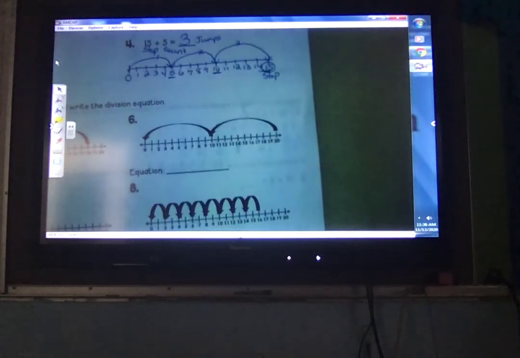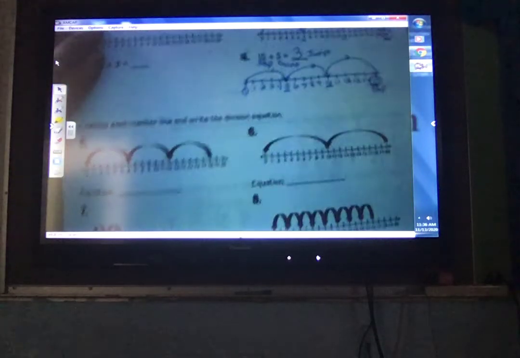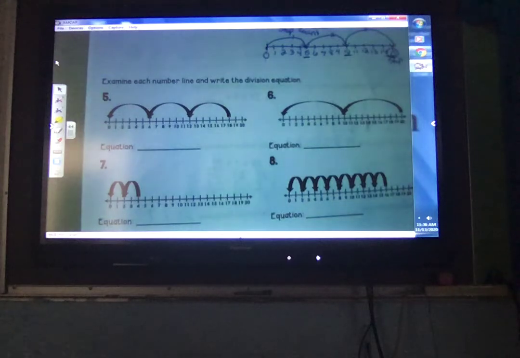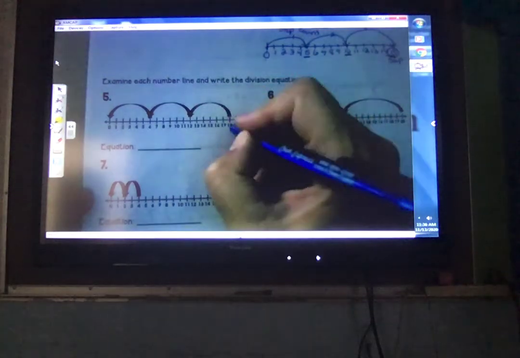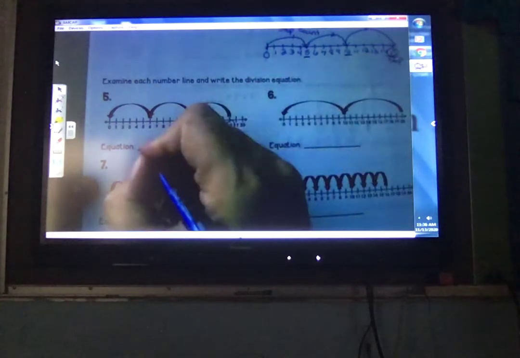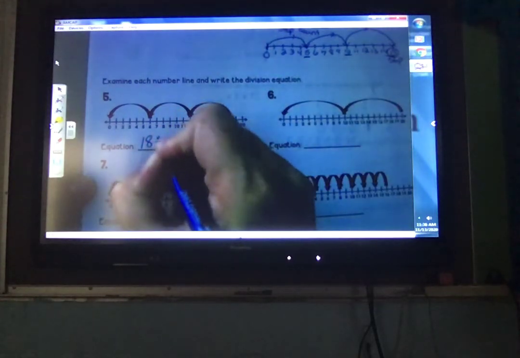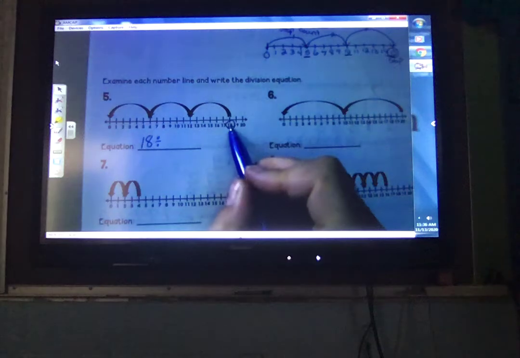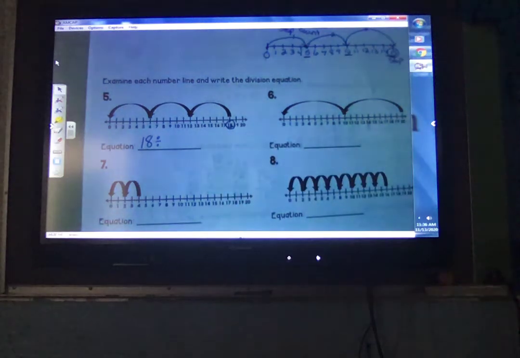Let's do number 5. Number 5, first thing I need to do is find where it stopped. Where do I stop jumping? 18, so that means my equation has to start at 18. That's the end of the number line.